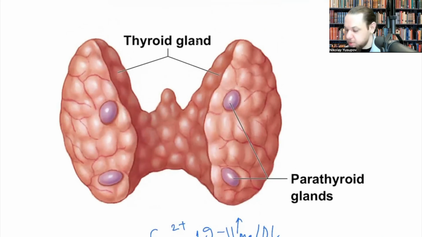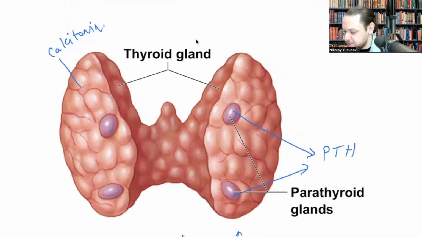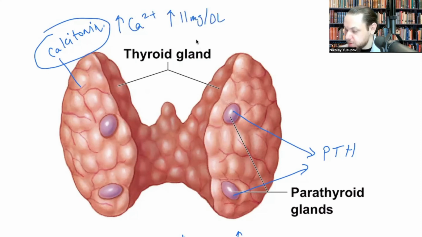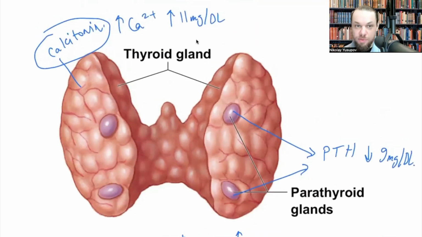You have different hormones that regulate this. The thyroid gland itself secretes calcitonin. And your parathyroid glands secrete parathyroid hormone. Calcitonin is usually secreted when you have high calcium levels, so above 11. And parathyroid hormone is secreted when you have low calcium, let's say less than 9 milligrams per deciliter. So calcitonin when your calcium is high, and parathyroid hormone when your calcium is low.